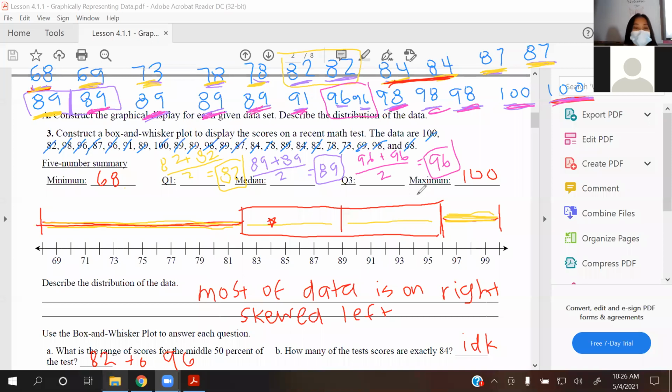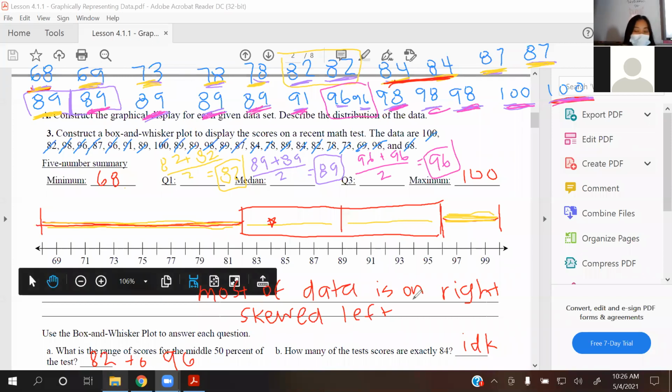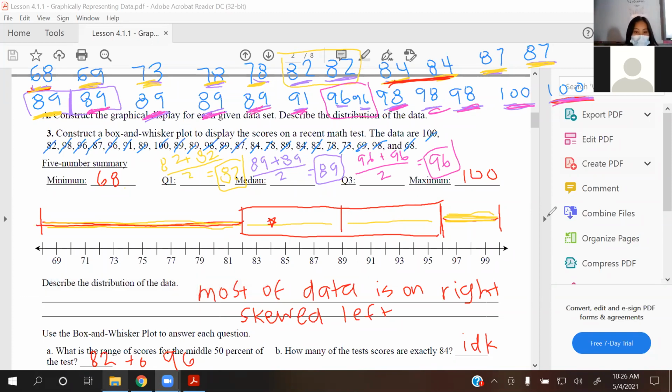So question C, even though I'm not scrolled to it over here, I know you can see it on your screen or your paper. Question C says, how many students scored at least a 45? Wait, sorry, at least an 89. My bad, I was looking at the wrong one. Oh, I'm still looking at the wrong one. Give me a second. At least, wait, what percent of the students scored a 96 or better? There we go, 96 or better.